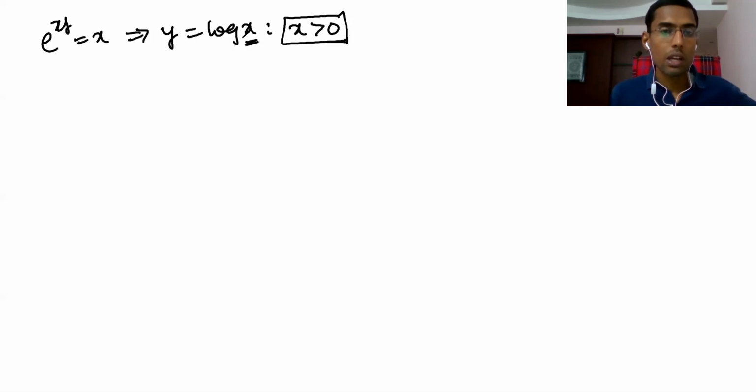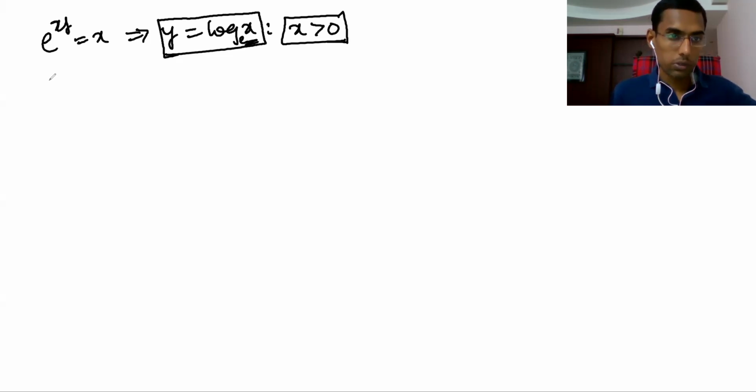Okay, the base e will be there; if nothing is written, the base is e. So log x is defined only when x is positive. These x values are called the domain, so the domain must be greater than 0. That's the first thing. This is the definition. Then we'll see properties.